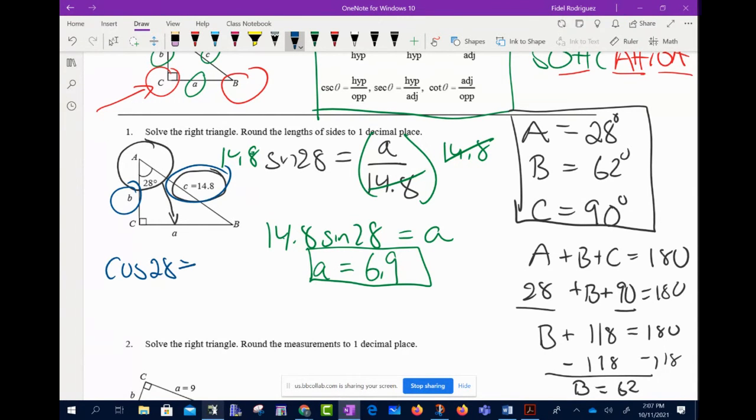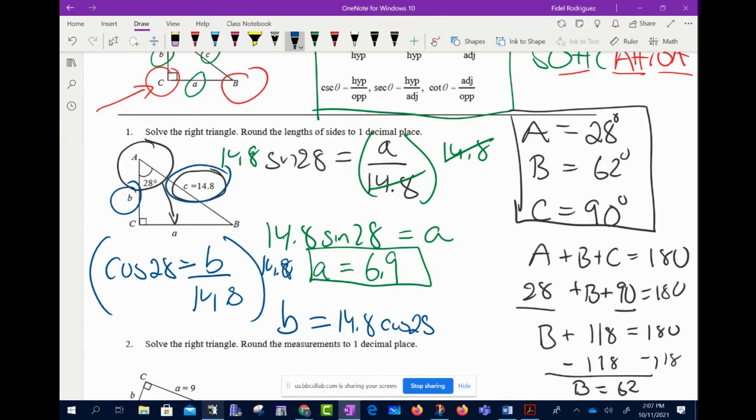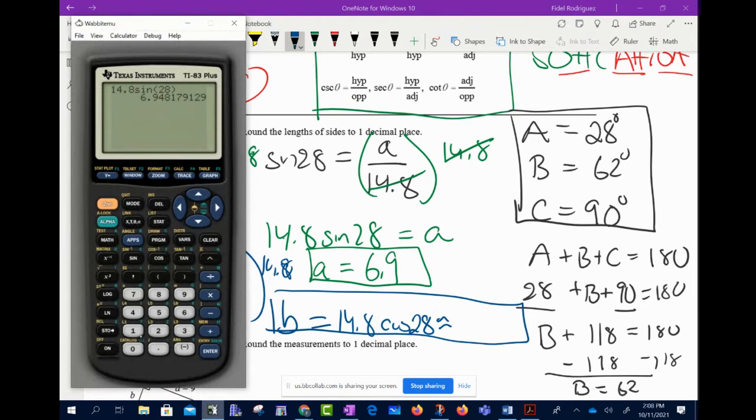Remember what we said the cosine is? It's the adjacent over the hypotenuse, so it's going to be b over 14.8. And just like we did before, aren't we going to multiply both sides by 14.8? So we're going to end up with b equals 14.8 times the cosine of 28 degrees. And let's see what we get for that. So we're going to go 14.8 times the cosine of 28 degrees.